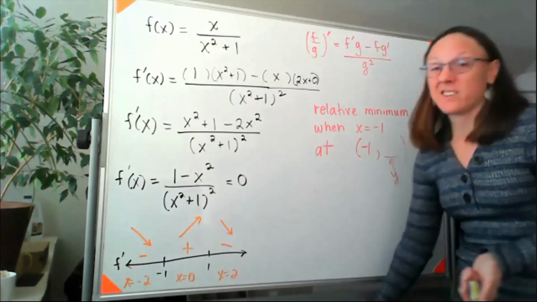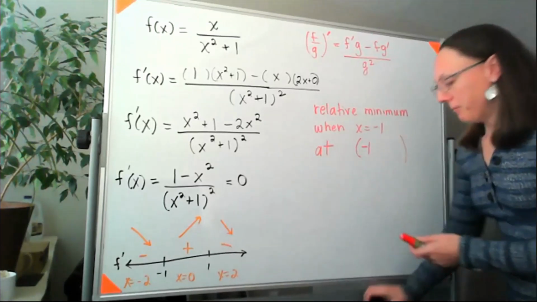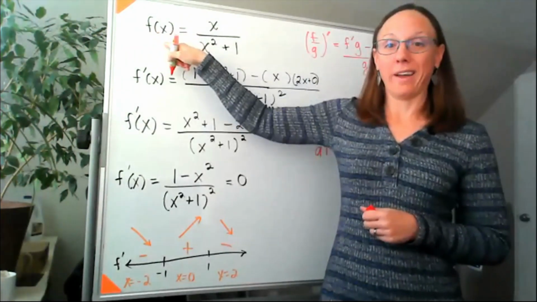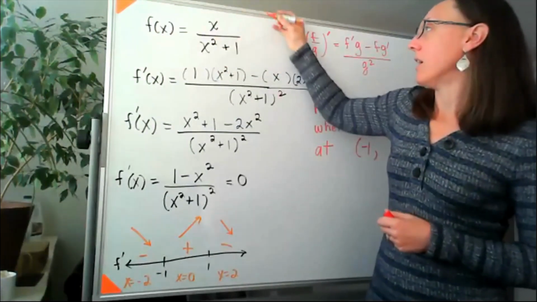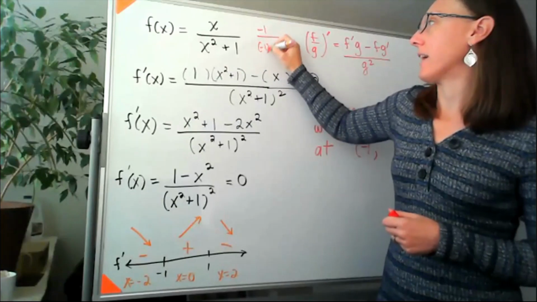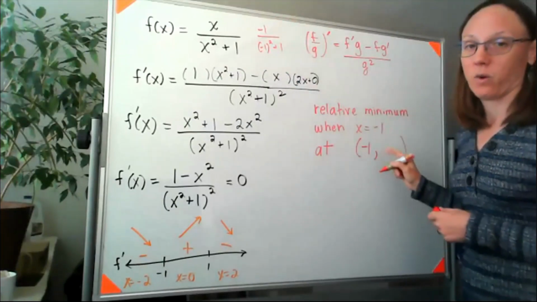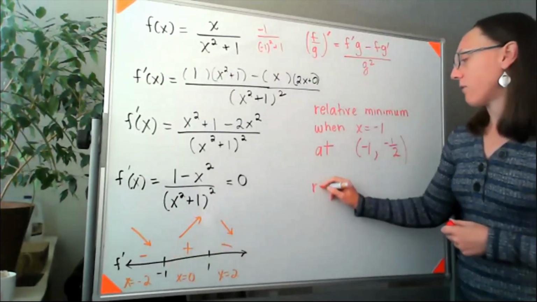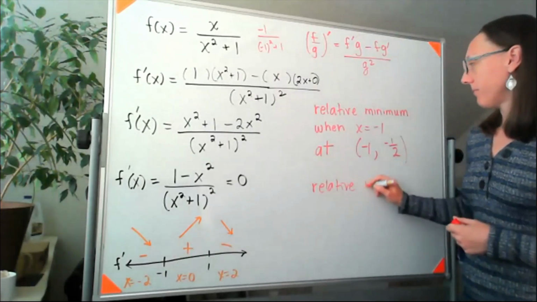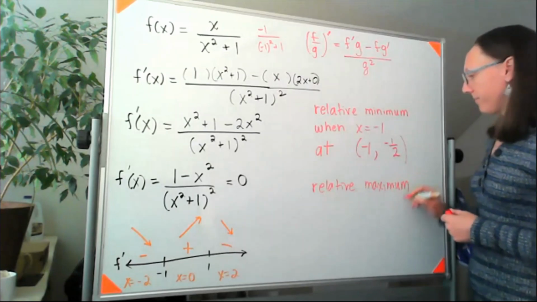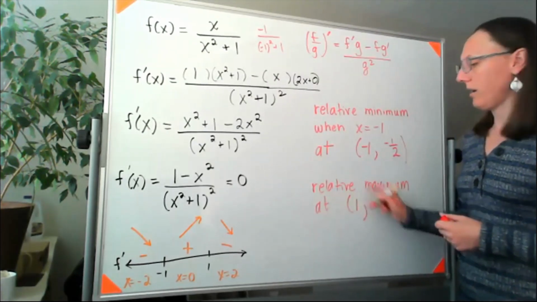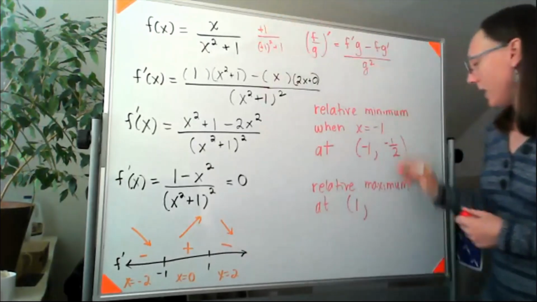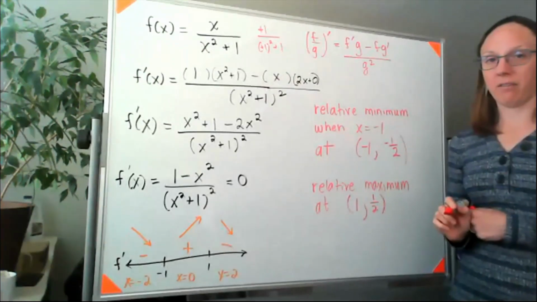So to finish this off, let's go ahead and give the y coordinate. And if I want to know what y equals, I need to go back up to the beginning where we had a y equals. And if I plug in -1, then I'd have -1 over -1 squared plus 1. So I'm looking at -1/2. And that's my relative minimum. We're going to have a relative maximum at 1, comma, and if I do the same thing here, but I switch my -1s to +1s, I'm going to get a 1, comma 1/2.